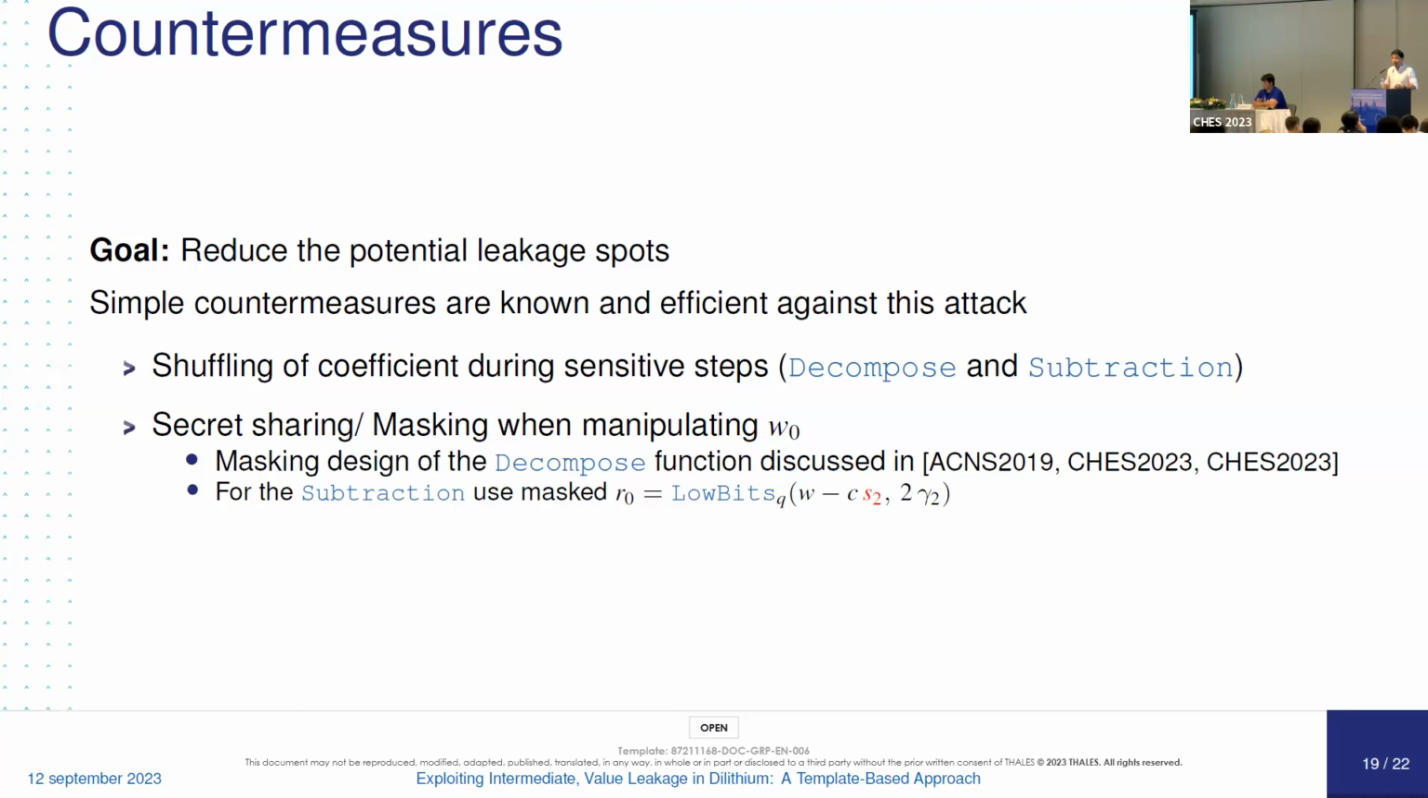But there are also more powerful types of countermeasures, such as masking when we manipulate the W0. In the state of the art, there are already some masked implementations of the decompose function. And in fact, for the subtraction, we can also use those masked implementations of the decompose because there is an alternative representation of R0 that uses the low bits function that in turn uses the decompose function.